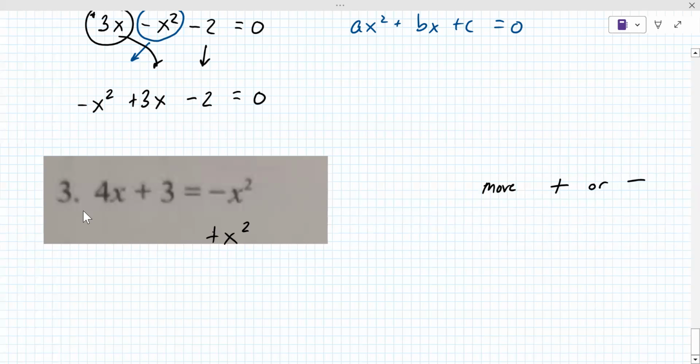Now, is there anything to combine it with on the left? Are there any other x squareds on the left? No, so unfortunately, that's just going to stay right there in front. x squared plus 4x plus 3 equals 0.